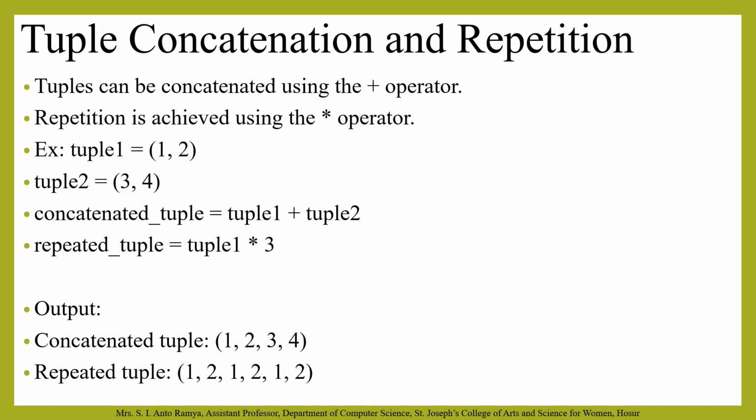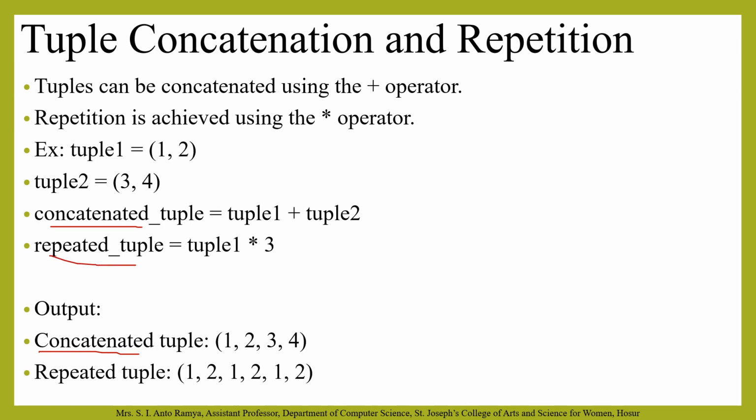Tuple concatenation and repetition. Concatenation will use the plus operator, and for repetition we will use the multiplication operator. Let's go to the example. tuple1 is equal to 1 comma 2. tuple2 is equal to 3 comma 4. Now we are going to combine both the tuples. concatenated_tuple is equal to tuple1 plus tuple2. So 1, 2, 3, 4 will be the output. Here you can see concatenated tuple 1 comma 2 comma 3 comma 4.